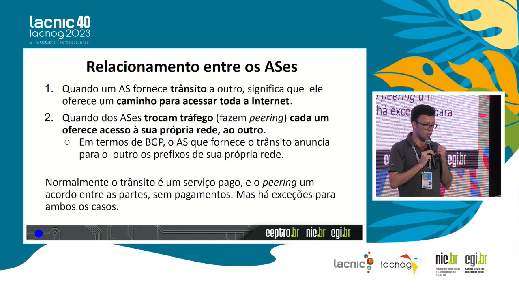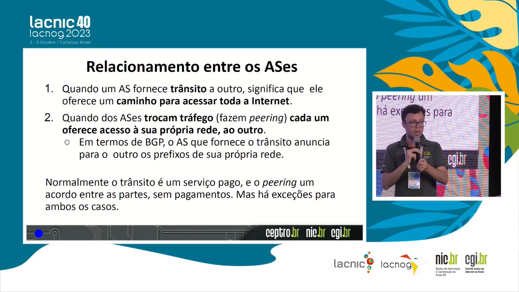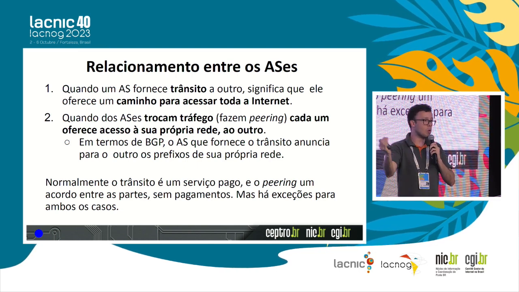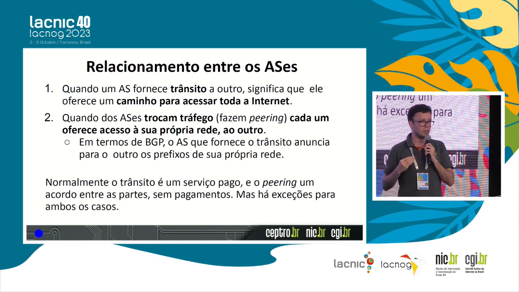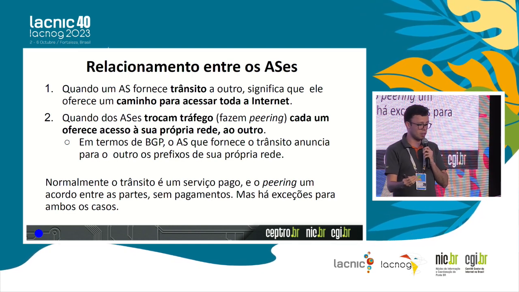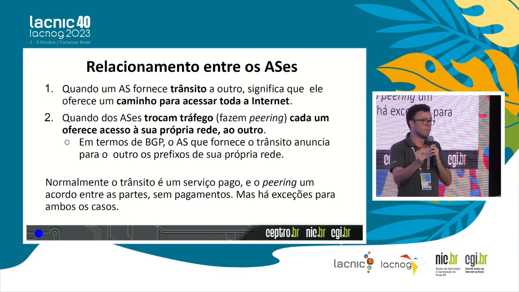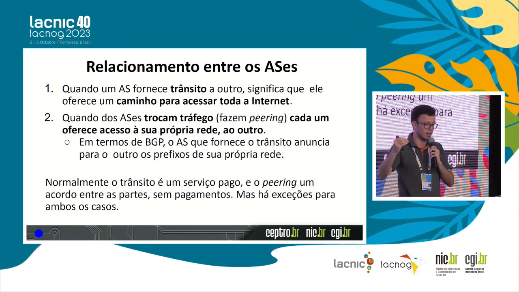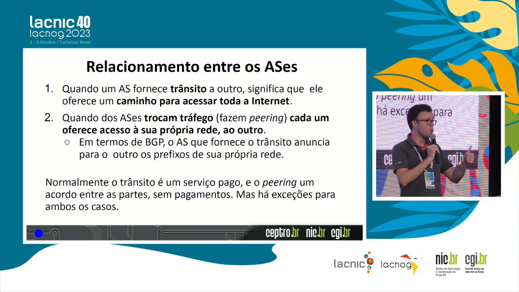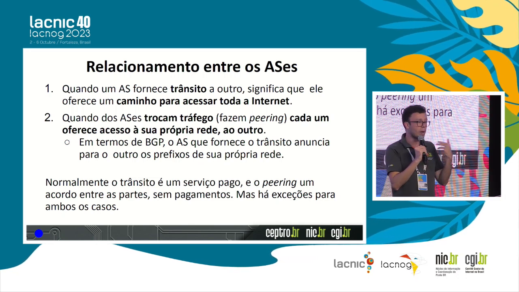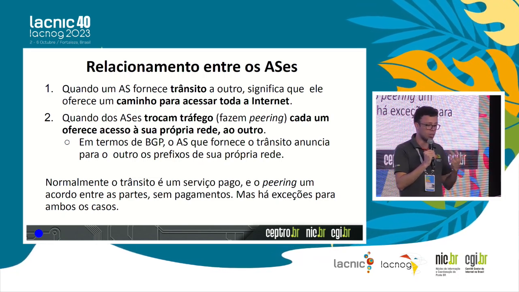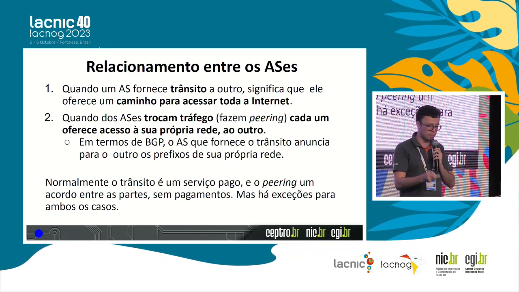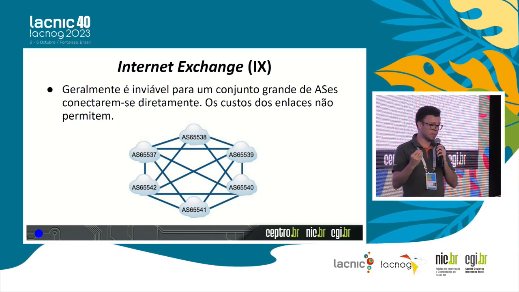So what we normally say is that a transit relationship is something that you pay for. I have to pay to have transit, in order to have a path to access the internet. When we have a peering relationship, in general it involves consensus, a mutual agreement between the different parties, in this case between two ASs that think this will be positive. So in general terms, this does not involve any financial situation when we speak about peering in the internet.